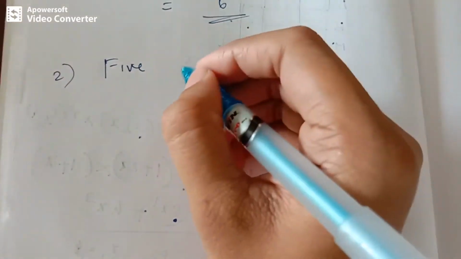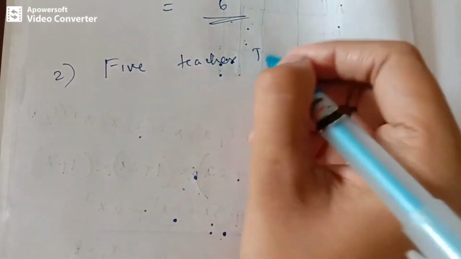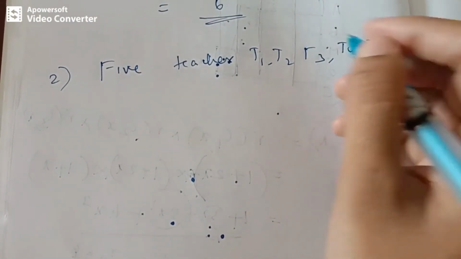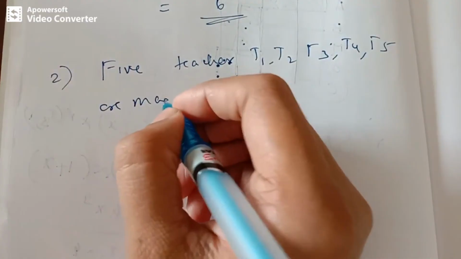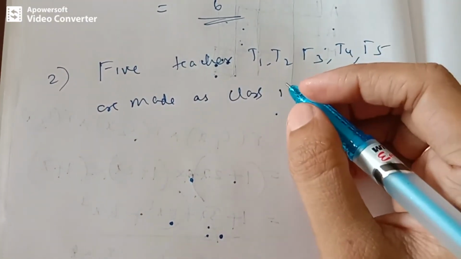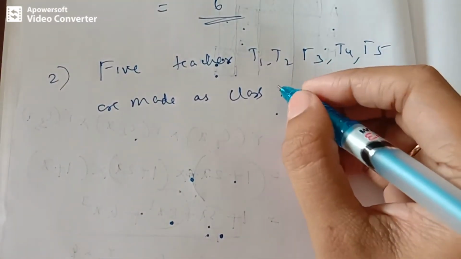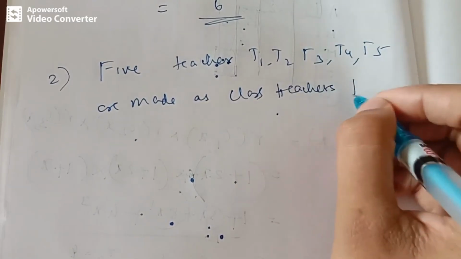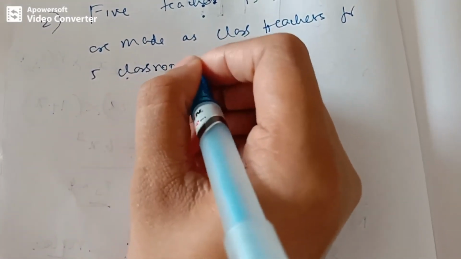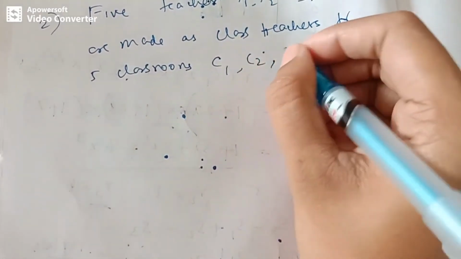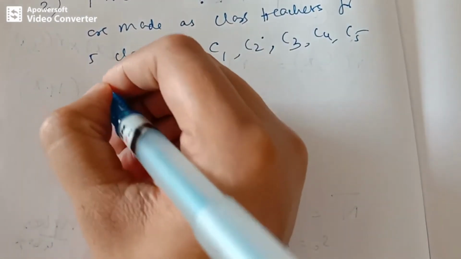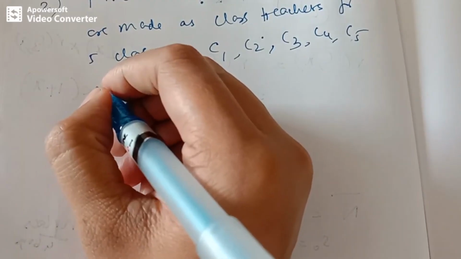The question is: 5 teachers T1, T2, T3, T4 and T5 are made class teachers for 5 classrooms. They will be represented as C1, C2, C3, C4 and C5. One teacher for each class.